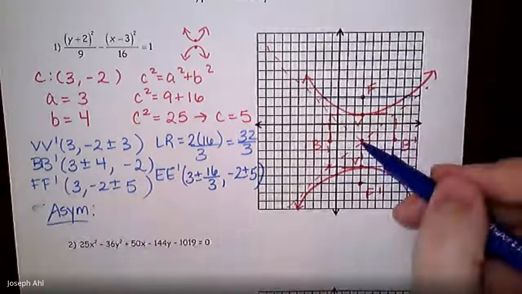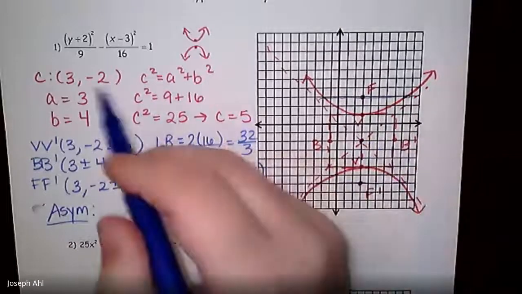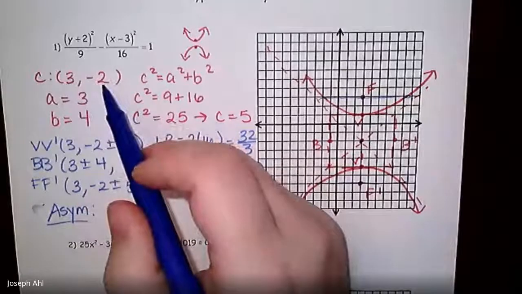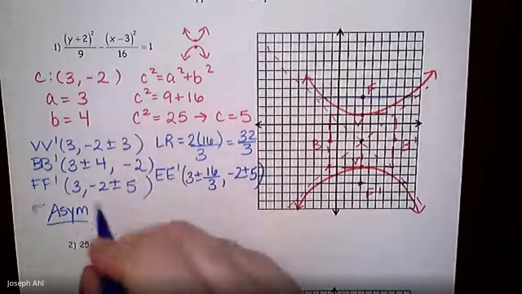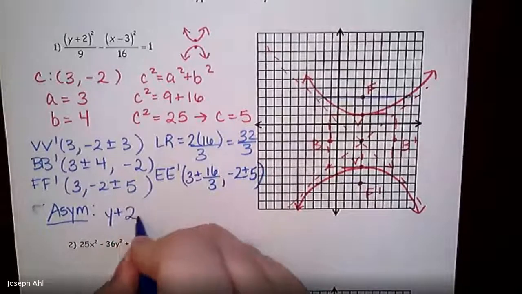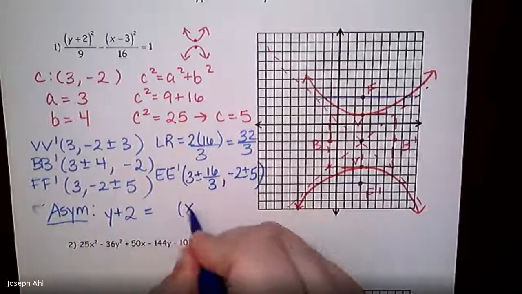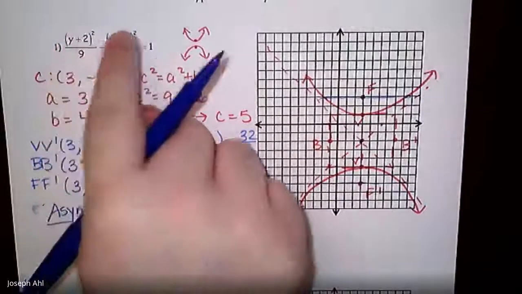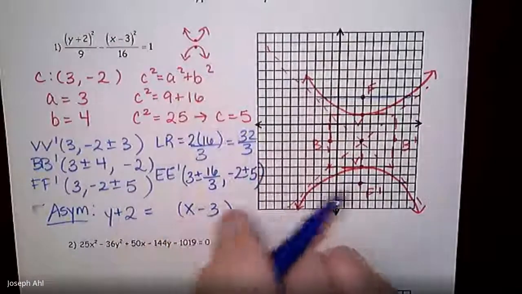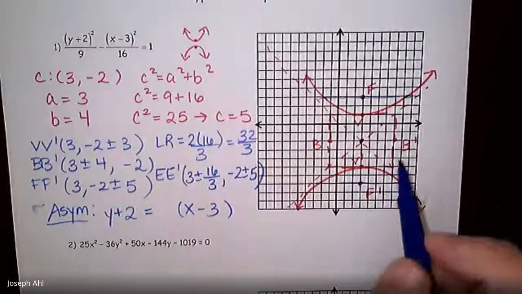Okay, the asymptotes contain the center of the hyperbola, which is the point (3, -2). So the lines that represent the asymptotes are y plus 2 equals some slope times x minus 3. You can kind of just steal those right from up here. Just don't square them, because we're talking about the equation of lines.